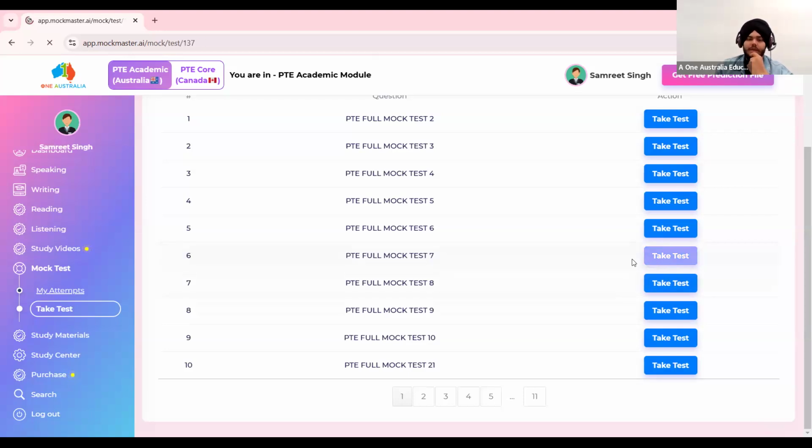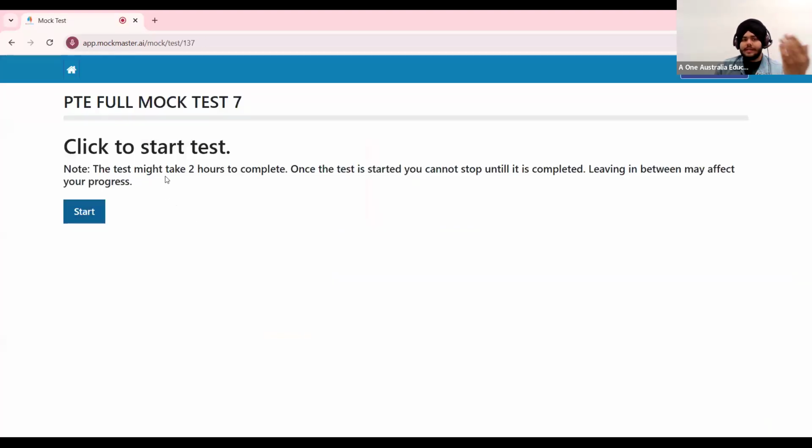Now the thing is, the test might take 2 hours to complete. Once started, you cannot stop. You can save and exit, but try to treat it like a real exam. Now we'll start with the very first task, which is read aloud. Guys, keep in mind, read aloud is giving you 22 marks in reading and 22 marks in speaking. Similarly, repeat sentence gives you a lot of marks as well.